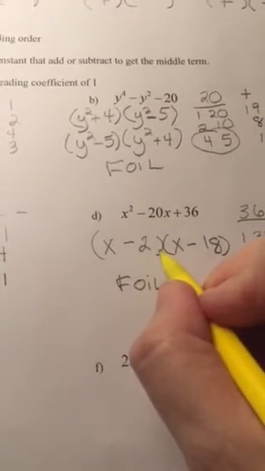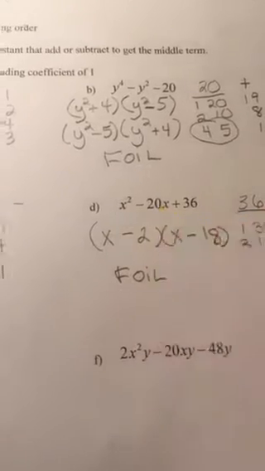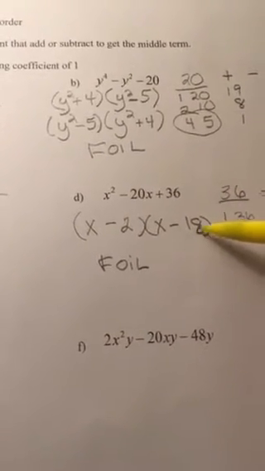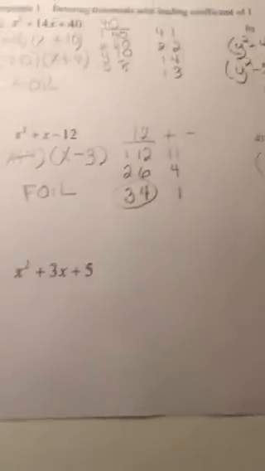If this is right, when you FOIL it, you should get back to here. You could do a graphing check and you could graph this guy and graph this with a thick line choice and the graph should match.